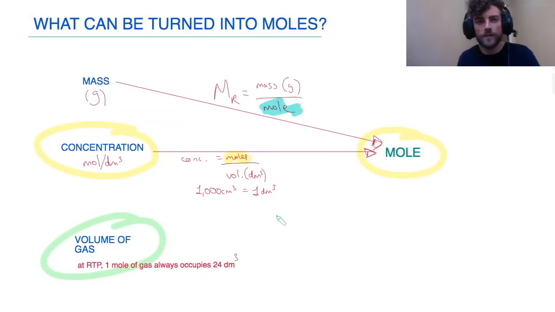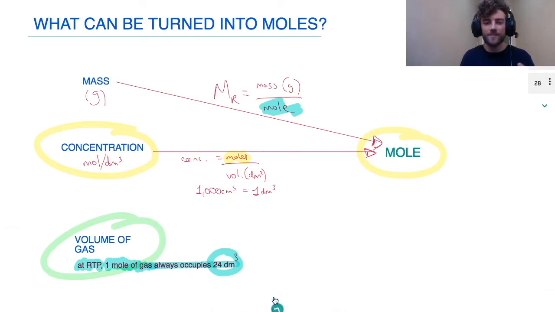And so on the board I have written a fact, which is that at room temperature and pressure, room temperature being about 20 degrees Celsius and room pressure being about 1 atmosphere, which is 10 to the 5 pascals, 1 mole of gas, and it can be any gas, will always occupy the same volume, and that volume will be 24 decimeters cubed. Now if you're an IB student, you may have learned this with standard temperature and pressure. Standard temperature is just a little bit lower, it's 0 degrees Celsius, and therefore the volume of gas occupied will actually be 22.4 decimeters cubed.